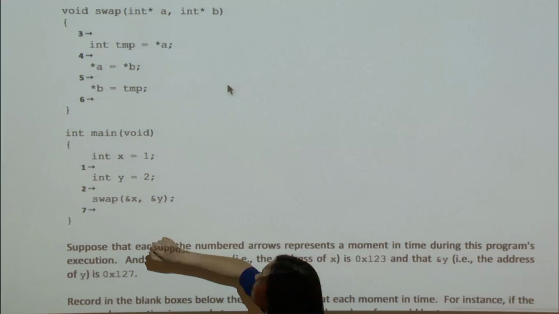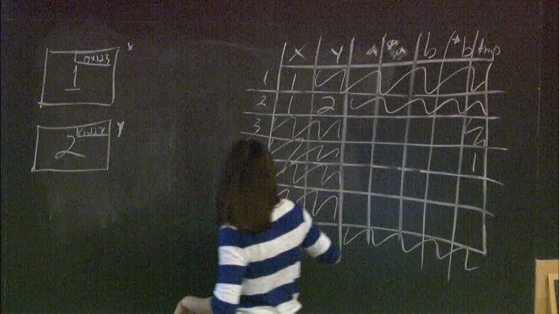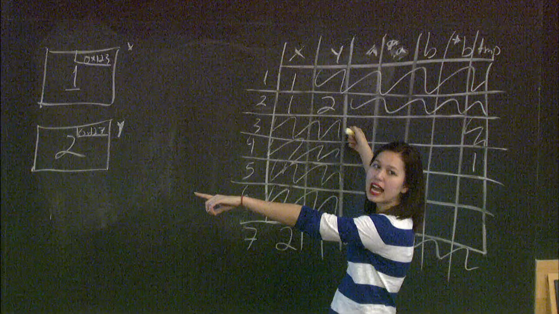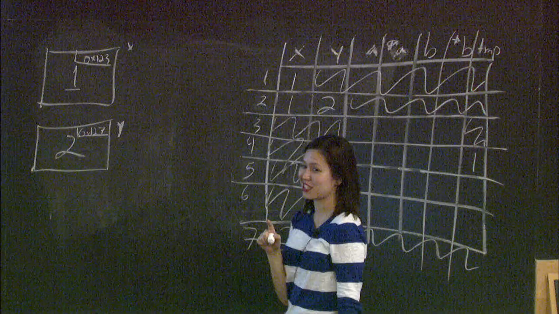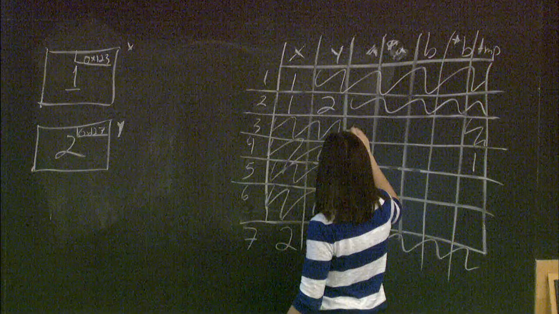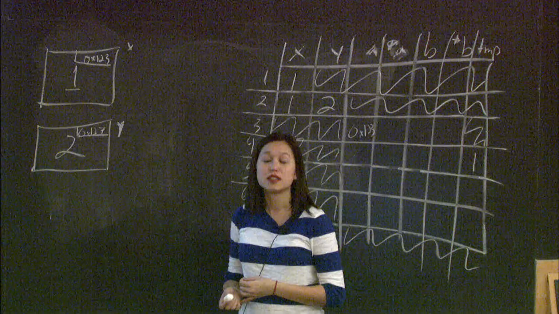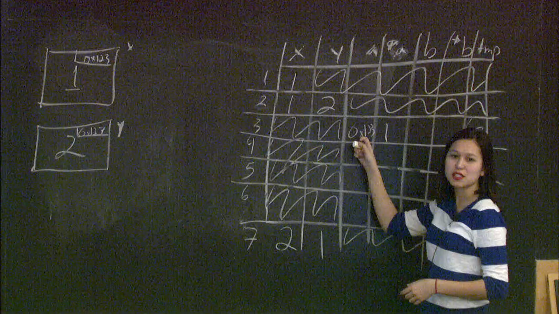So in this case, at three, what is the value of A? A has been passed in, has been given the value of the address of X, right? So what's X's address? 0x123. Exactly. But what is A actually pointing to, if we were to dereference A, what value would it give us? It would give us one. Because what we're saying is go to this address, tell us what the value is.